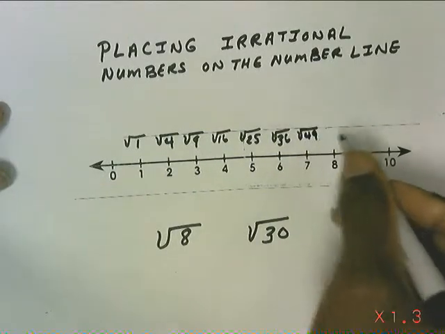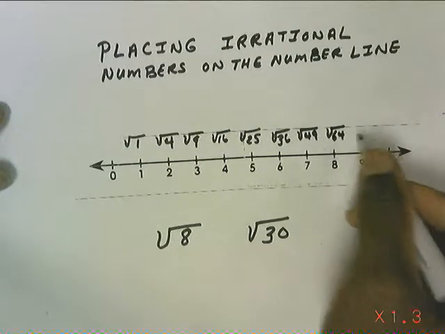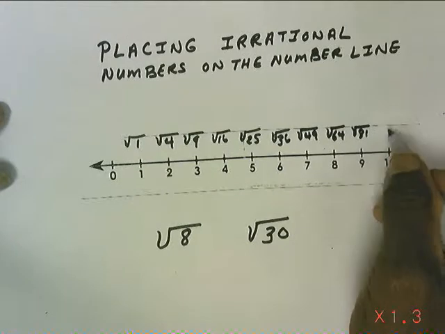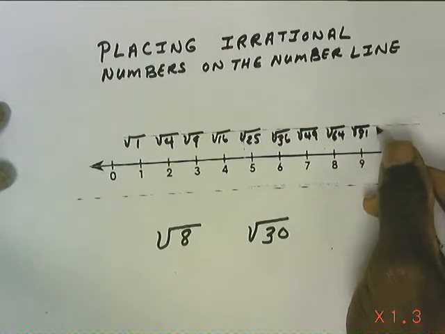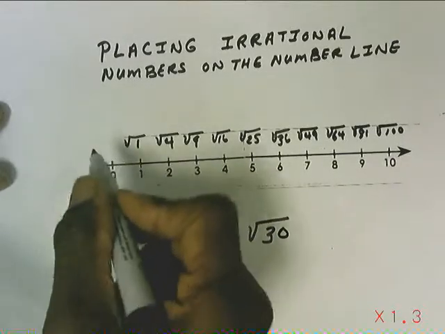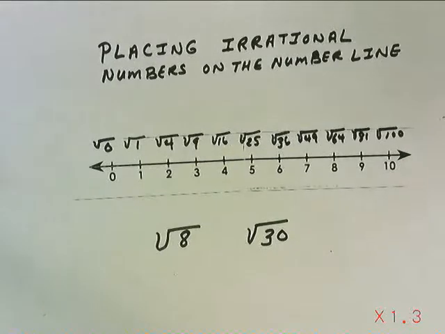49. 8 times 8, 64. 9 times 9, 81. And 10 times 10, 100. Let's go back here and get this 0. So that would be the square root of 0. So we have placed our square roots over our numbers.